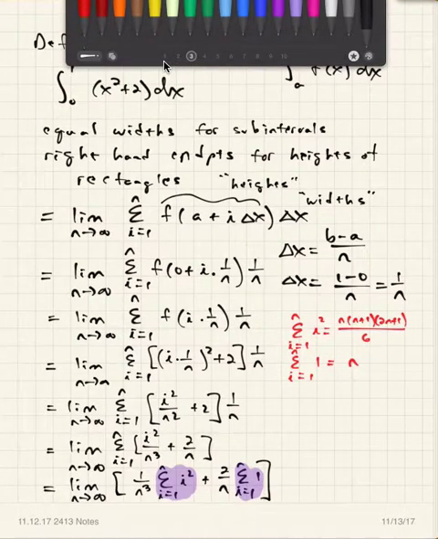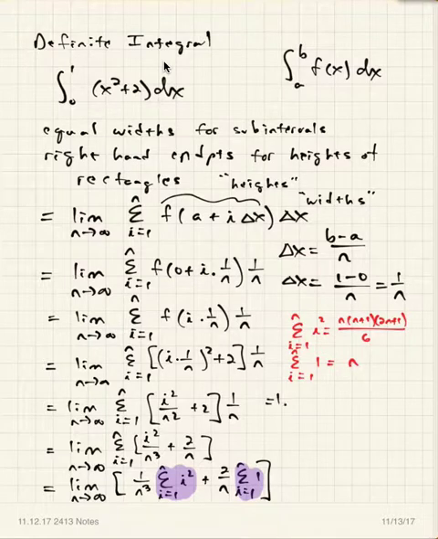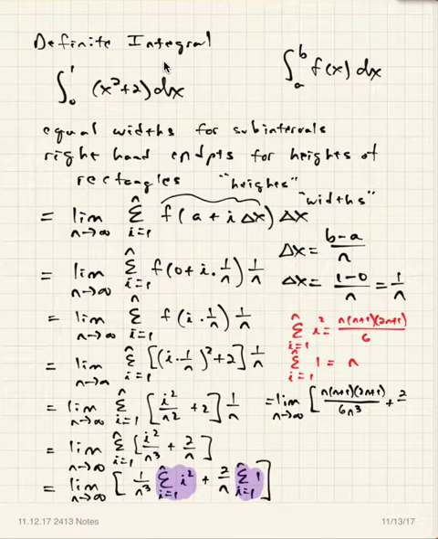So we end up with the limit as n goes to infinity, and we substitute it in there, and we get n times n plus 1 times 2n plus 1 over 6n cubed for that first term, and then the second term is simply 2 over n times n. And that's just going to give us 2.